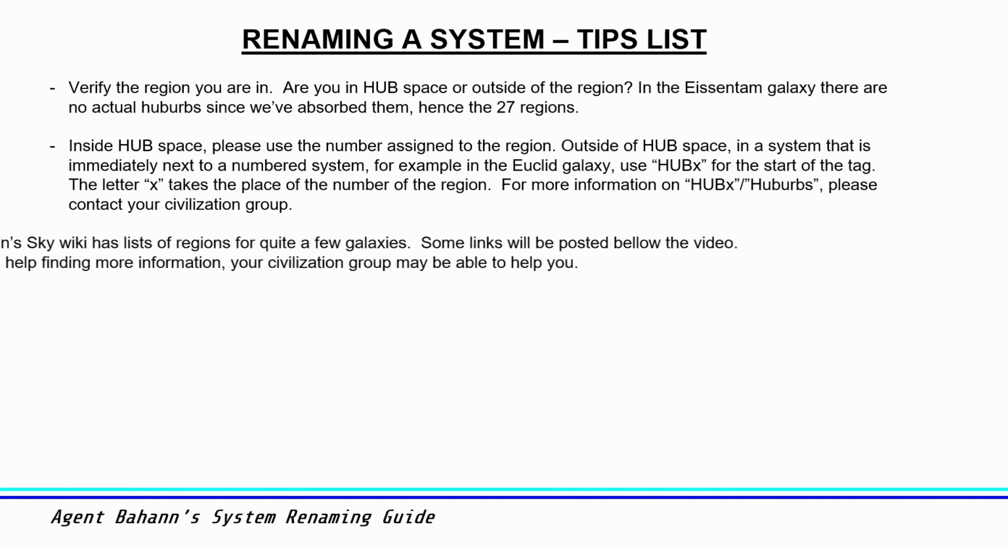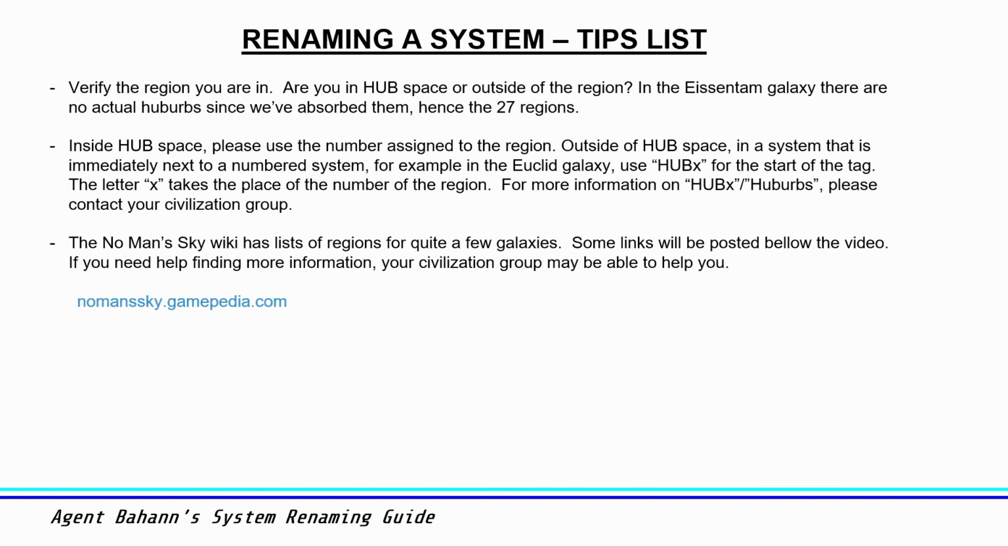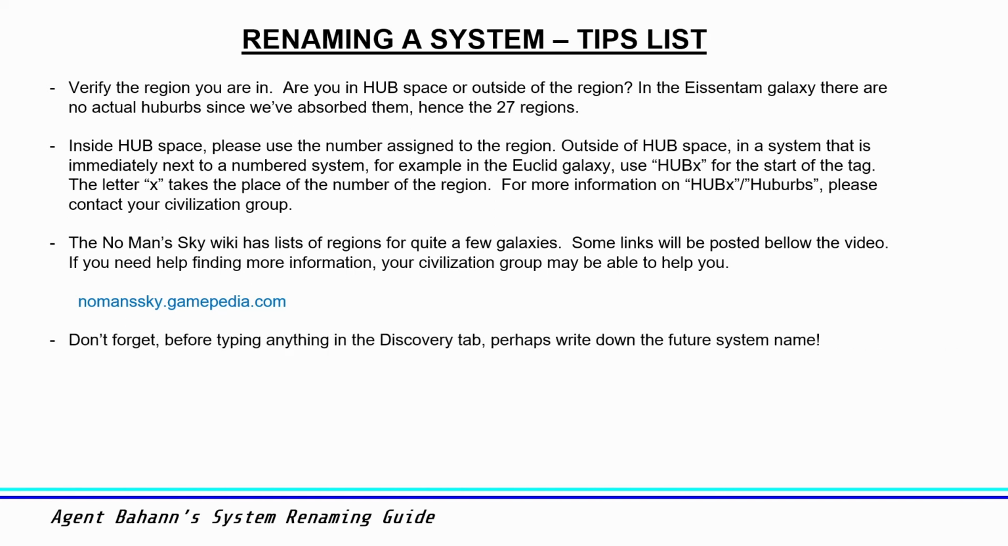The No Man's Sky Wiki has a list of regions for quite a few galaxies. Some links will be posted below the video if you need help finding more information. And as usual, of course, your civilization group may be able to help you. Don't forget, before typing anything in the Discovery tab, perhaps write down the future system name, just to avoid any typos.